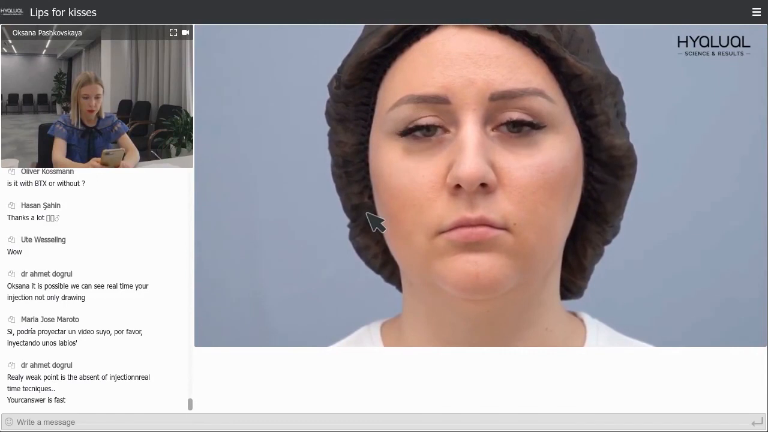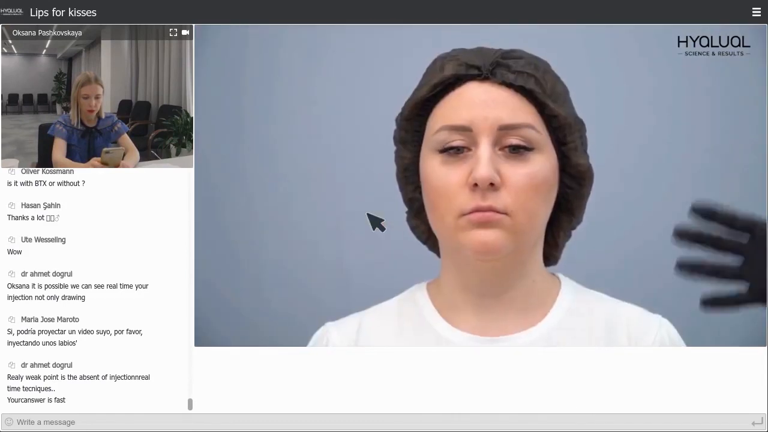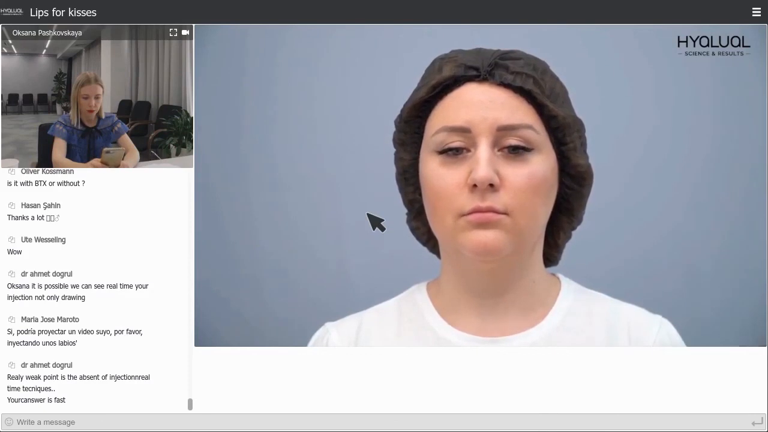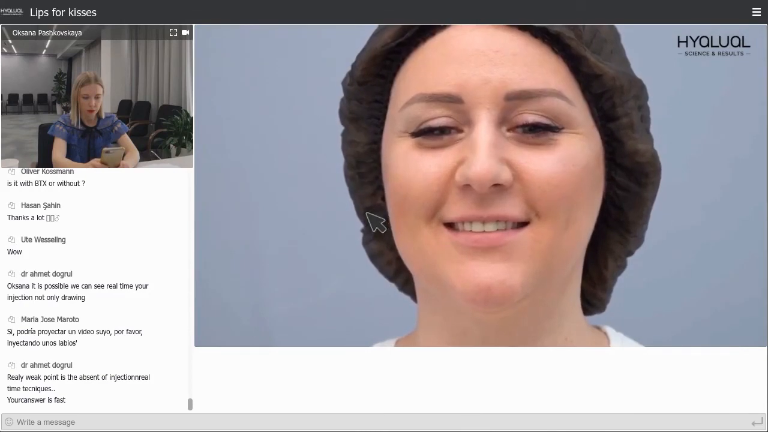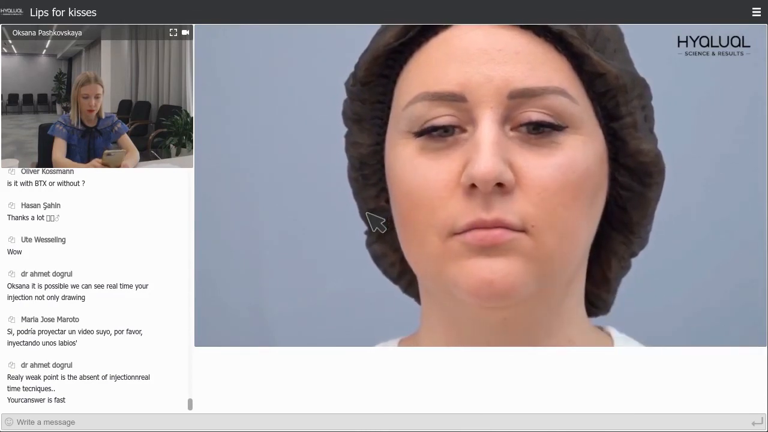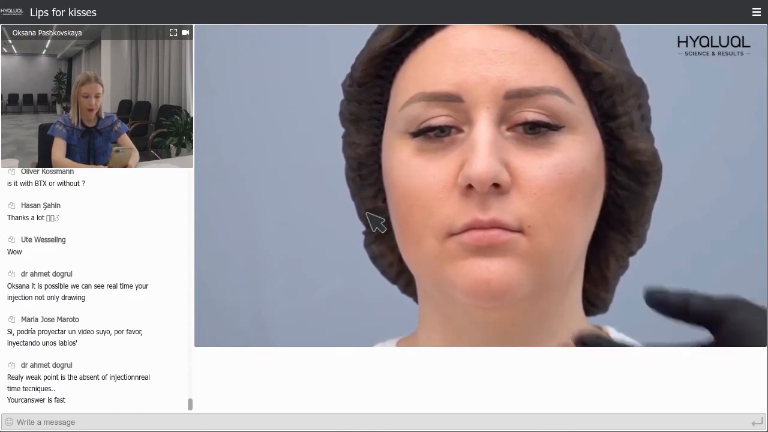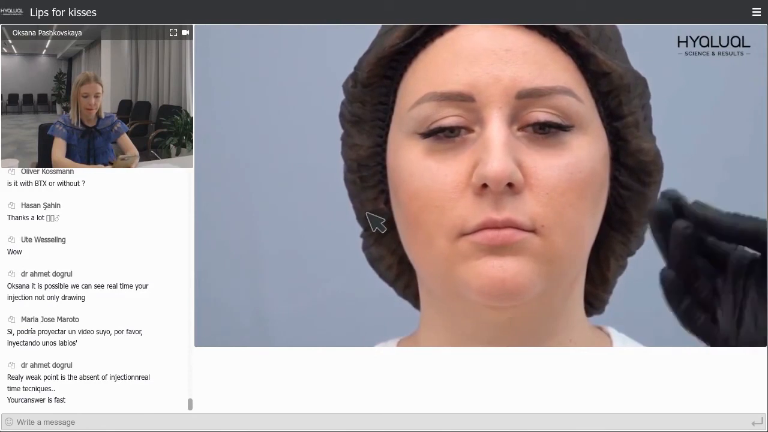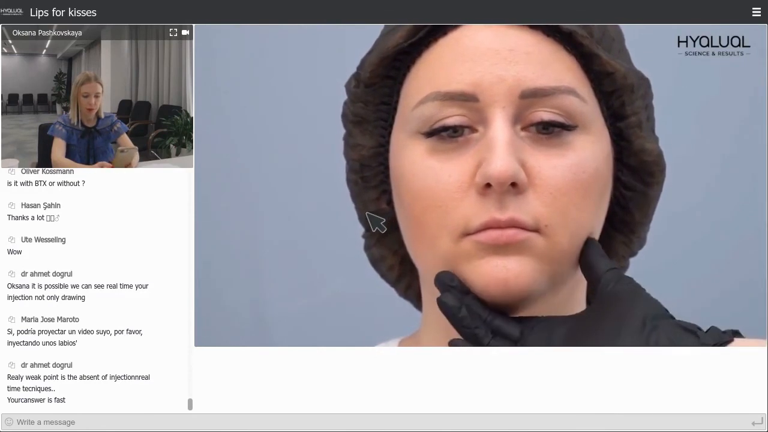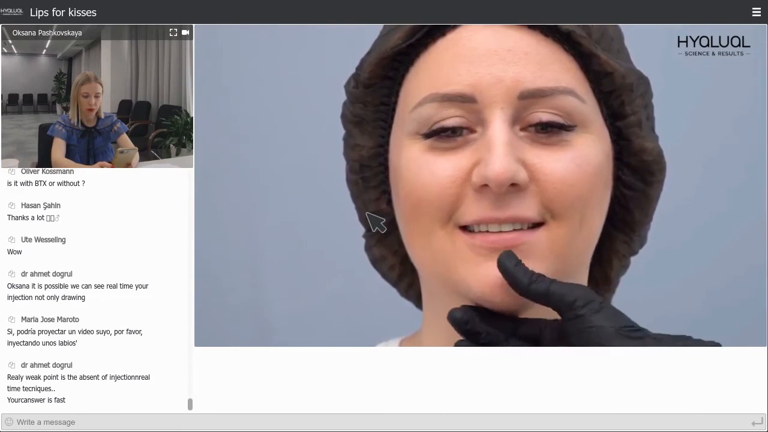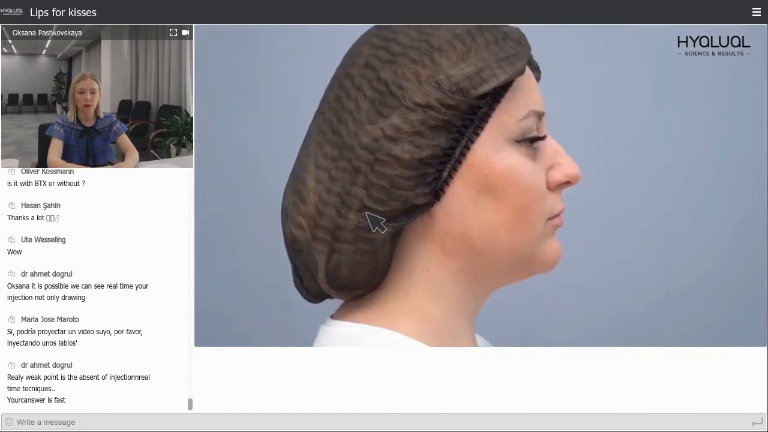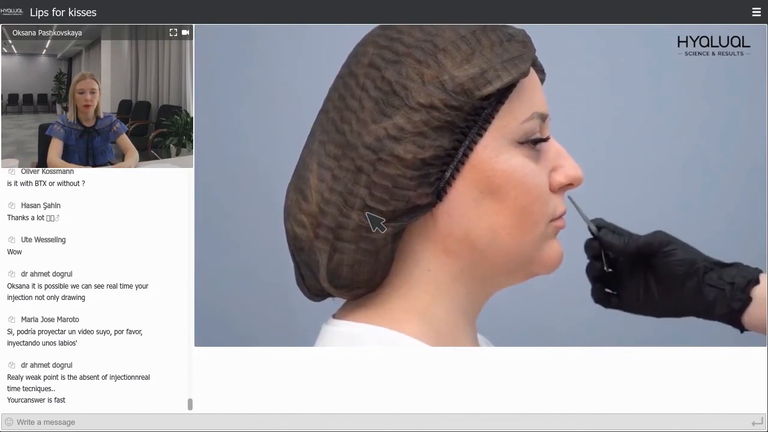Next we analyze the dynamics of her muscles. We ask Mariana to smile and to grin. We don't see a gummy smile or any asymmetry. Also pay attention to the bite of the teeth. We see prognathia. And now let's analyze the profile projection.